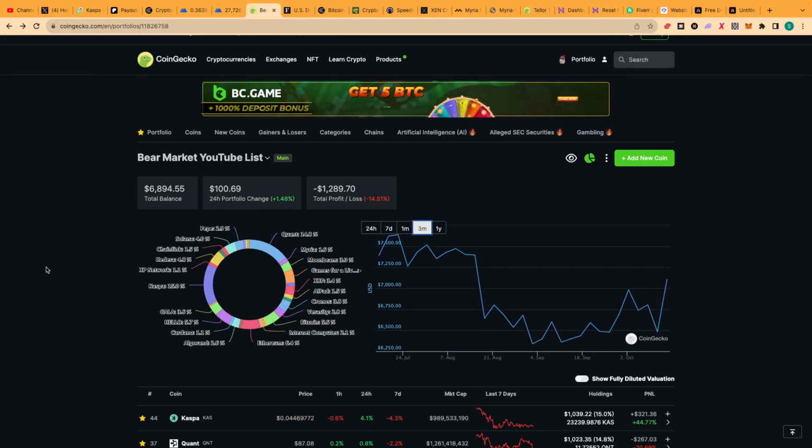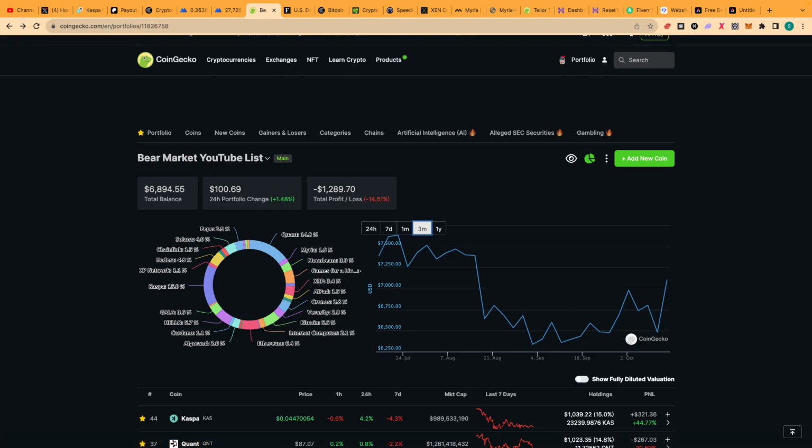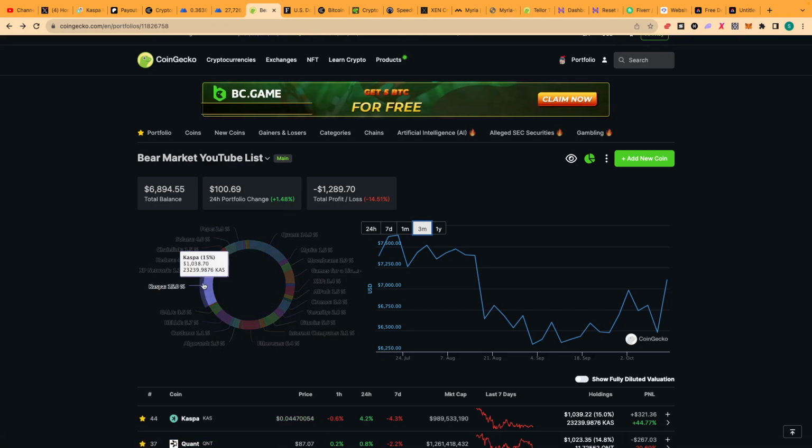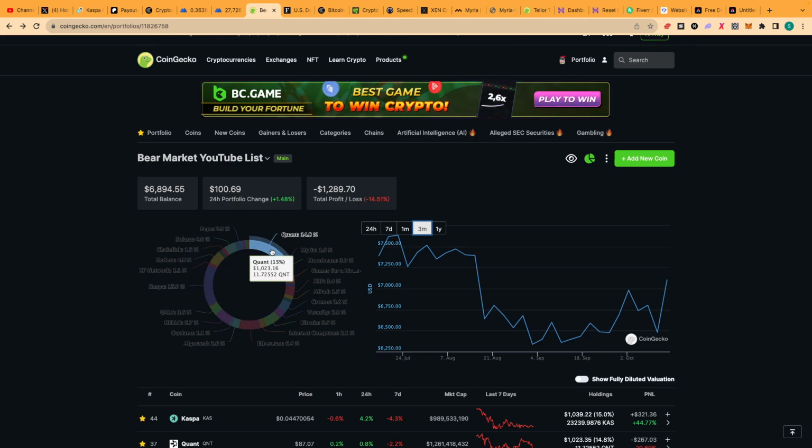So let me know what you've got. Is there anything you want me to add to this? And if so, what is it? Just a quick comment on why you think we should put that in. The lion's share of this is still Kaspa and Quant. At least 30% of that portfolio is that.